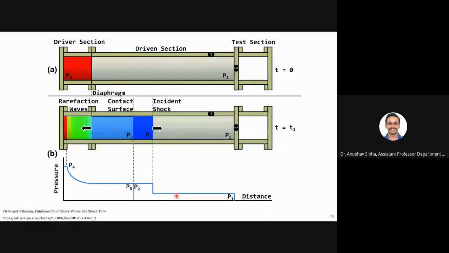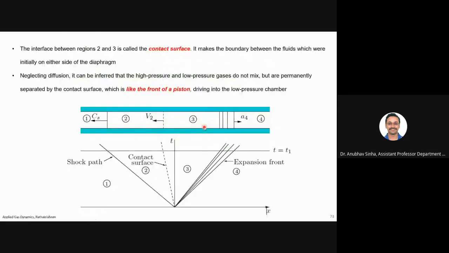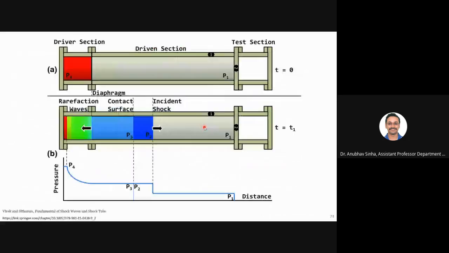That is basically what we have seen here. So if you look at the colored zones, you can see that this gray zone and this blue, they are not mixing, but blue is basically pushing this towards the right. That is what we assumed here, that the piston is acting like a contact surface.